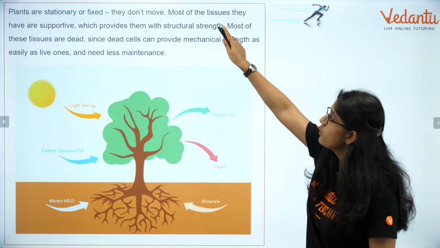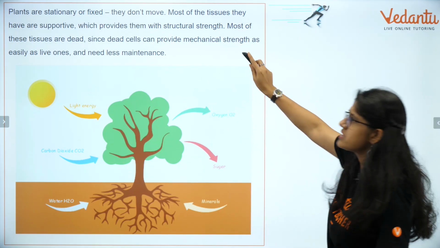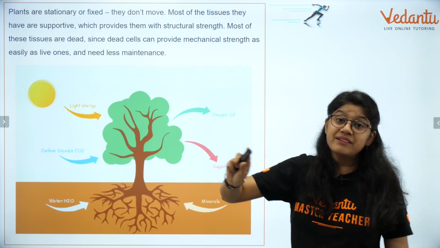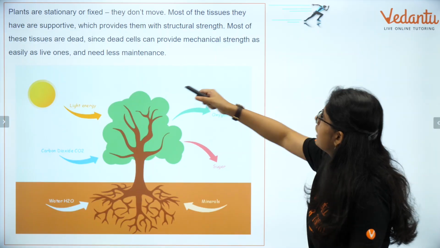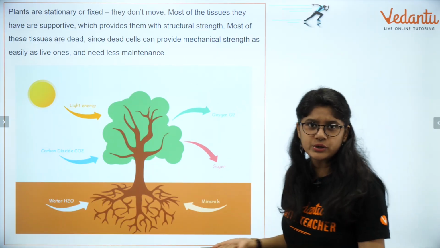And this is how you can write the answer. Everyone, please take a screenshot of it. You have to mention that plants are stationary. They are stationary or they are fixed, okay? And they do not move. They don't move, we know that.